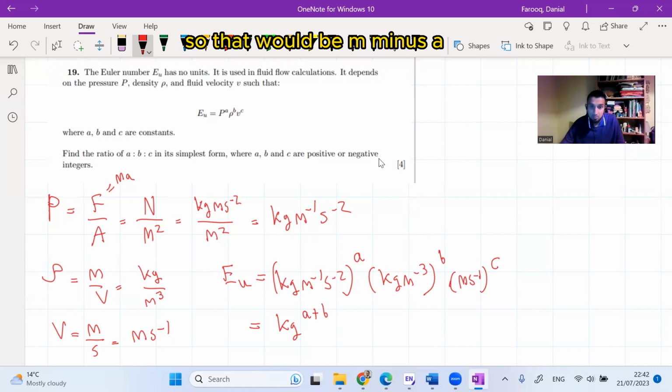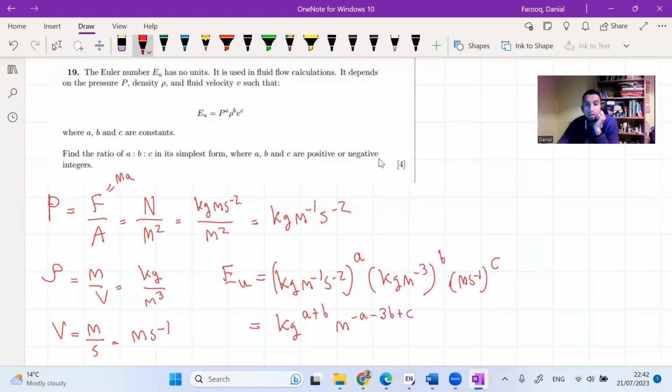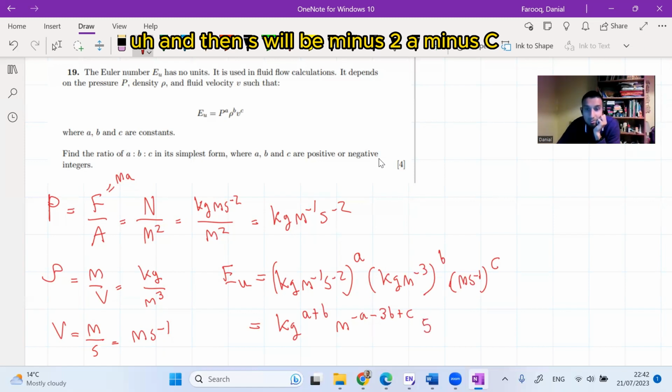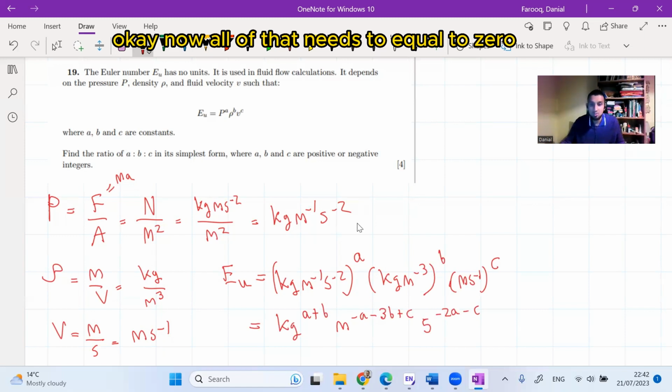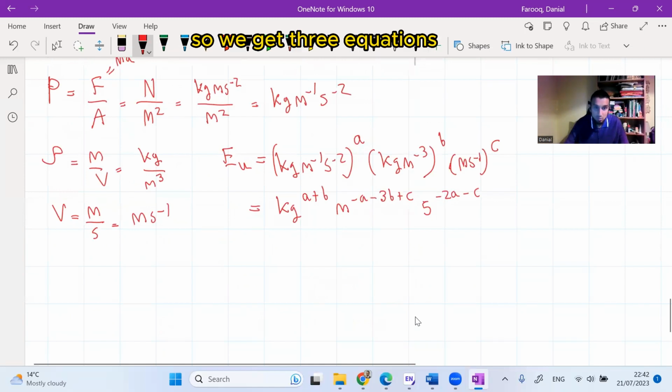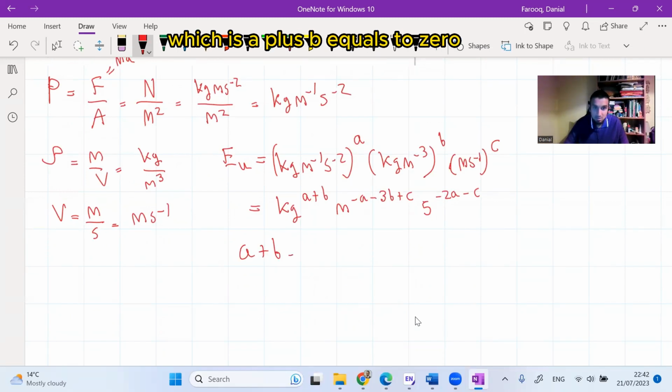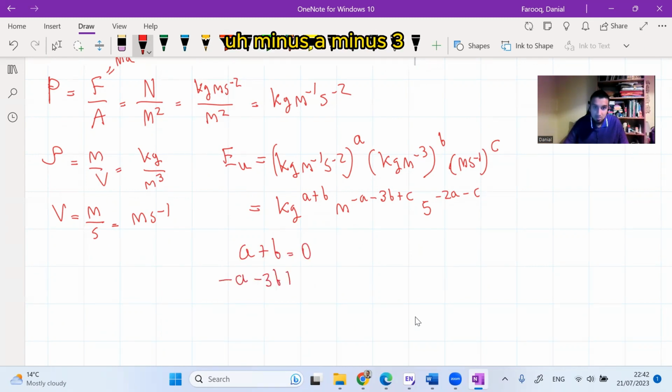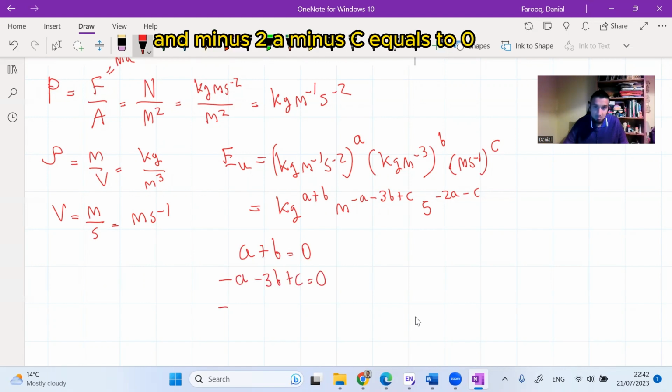So that would be m to the minus A minus 3B plus C. Okay. And then s will be minus 2A minus C. Okay, now all of that needs to equal 0 because we want no units. So that means the powers of all these units should be 0. So we'll get 3 equations, which is A plus B equals 0, minus A minus 3B plus C equals 0, and minus 2A minus C equals 0.